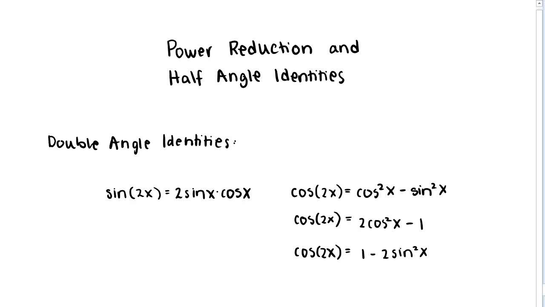Hey everyone. So in this video, I'd like to talk about two different kinds of trigonometric identities, the power reduction identities and the half angle identities.